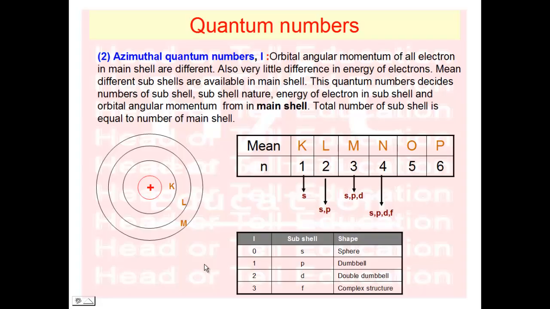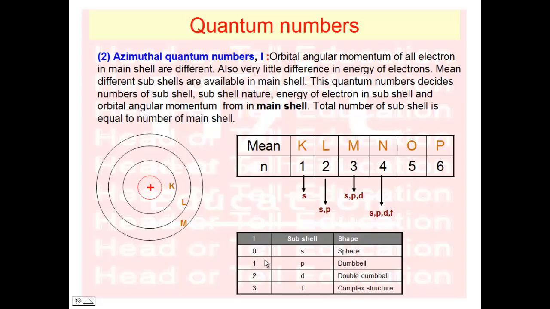The shape of the subshells: L equals 0 is the subshell S, and its shape is a sphere. Now L equals 1, the subshell is P, and its shape is a dumbbell. L equals 2, the subshell is D, which is a double dumbbell. Now L equals 3, the subshell is F, and the structure becomes complex in F.